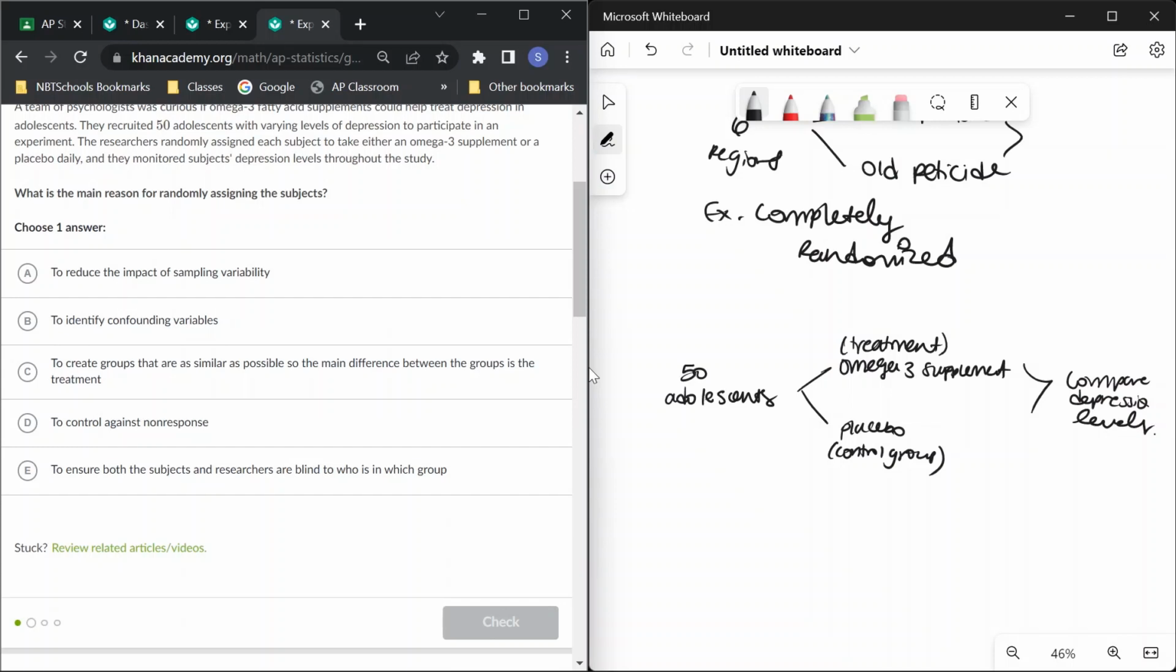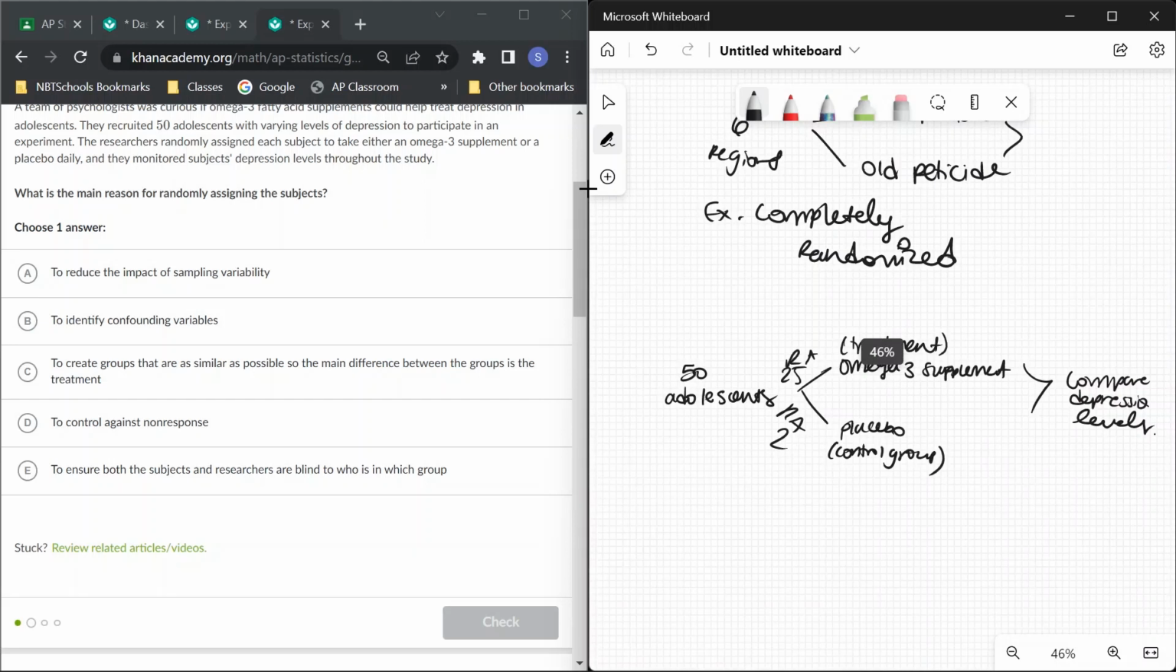Design considerations. Okay, what is the main reason for randomly assigning the subjects? Random assignment, was it half of them? Each subject to take either. So I would like to say like 25, because you want things to be as equal as possible. So the question is, what is the main reason for this random assignment?